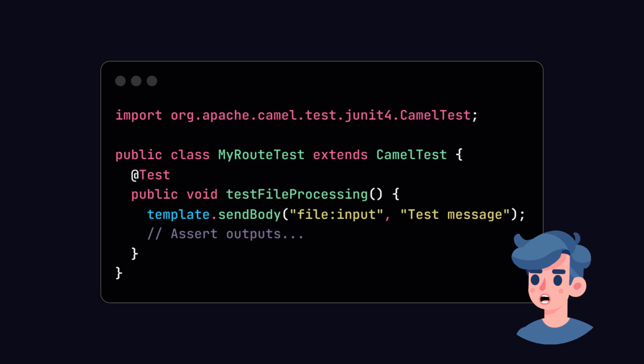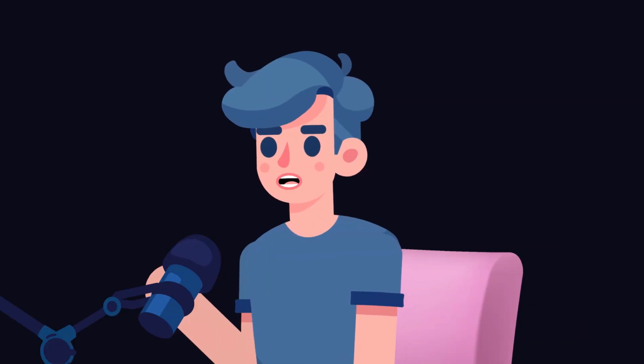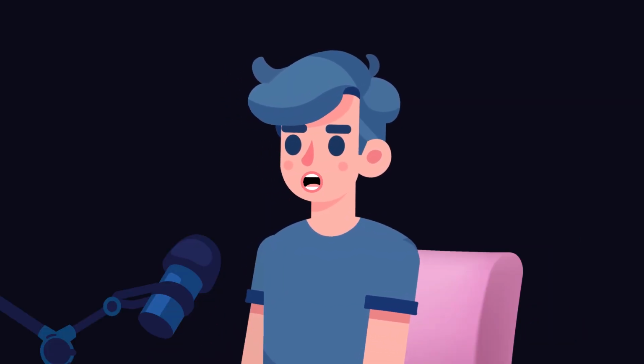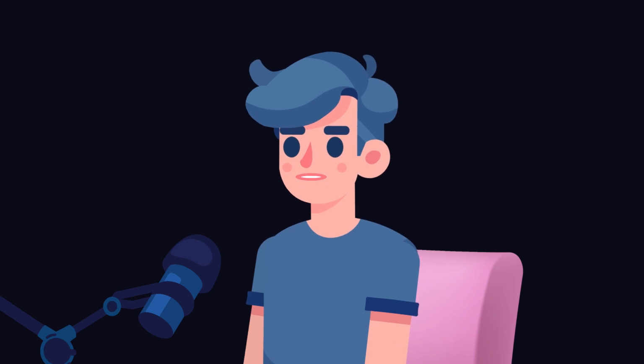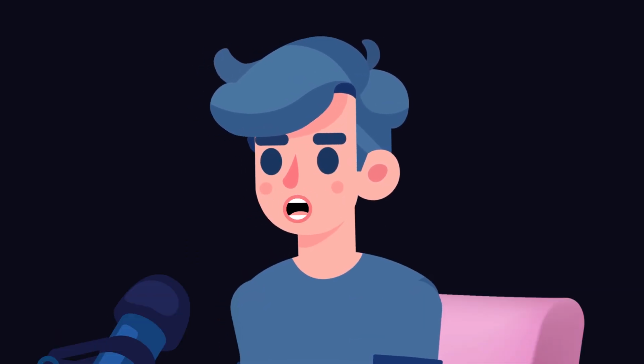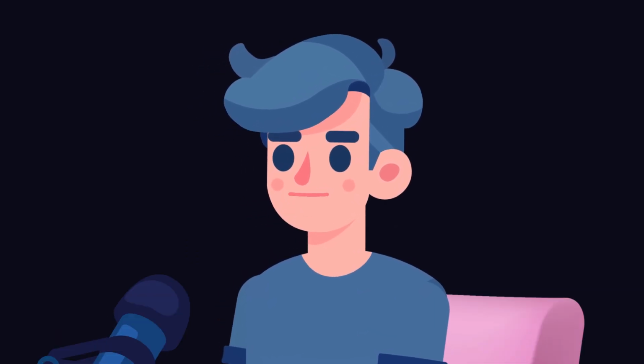Camel provides testing capabilities through Camel Test Kit, allowing you to test routes in isolation and simulate various inputs and outputs. Implementing these unit tests can help catch issues early in the development cycle before the code reaches production. That's a crucial part of maintaining high-quality Camel applications.